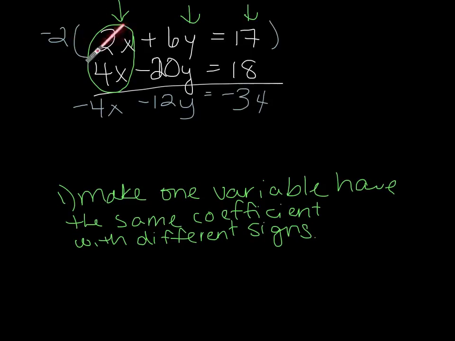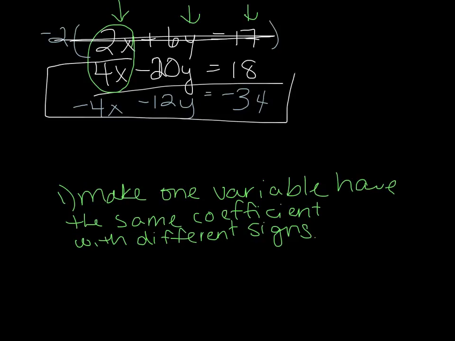So here, we had to do it because we wanted to make it a 4, and more importantly, we wanted to make it a -4 because we have to make one variable have the same coefficient with different signs. So this was a 2 and this was a 4, so if I multiply this by -2, it makes it a -4. And then the rest of them are just kind of casualties of that. So that's how we get the -12 and the -34. So we no longer need this top equation. So we pretty much just ignore it and we only focus on these two equations here.